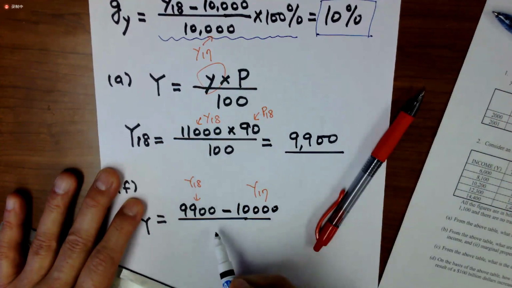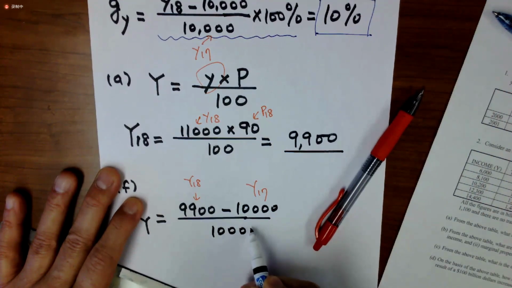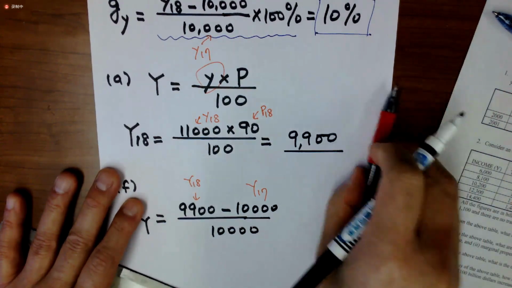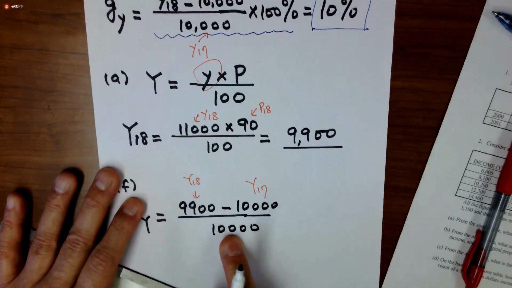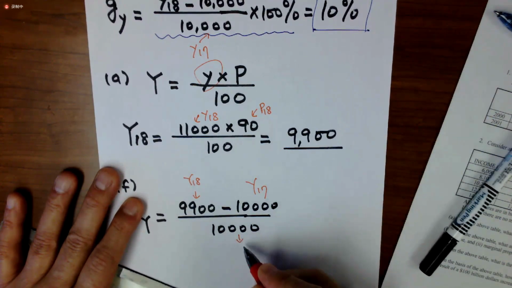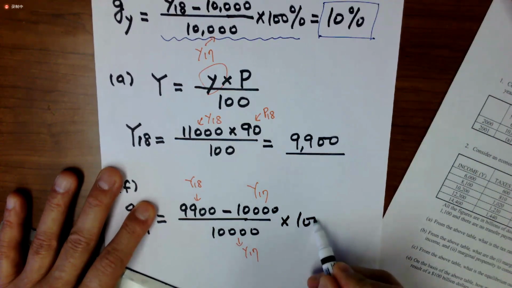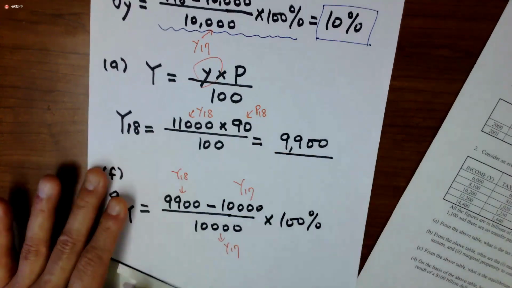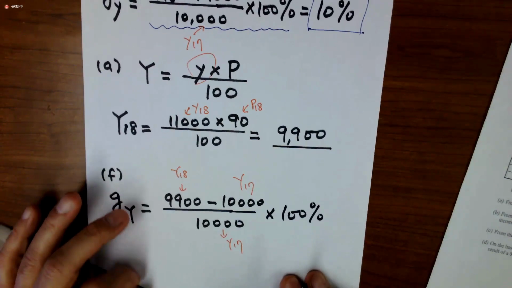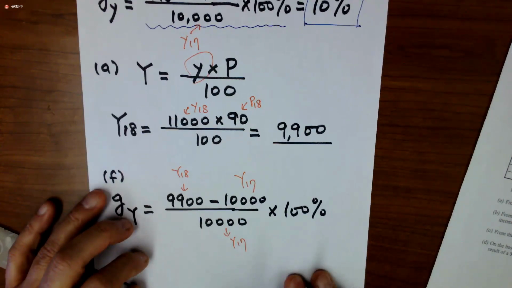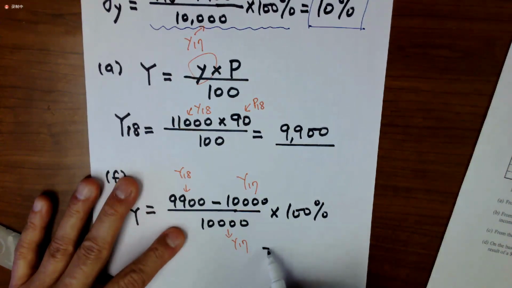And then you put 10,000 at the bottom. Right? New minus old divided by old. And then what? Times 100%. Yeah? Agree? Yep. Good. So what's the answer? Negative 1%.